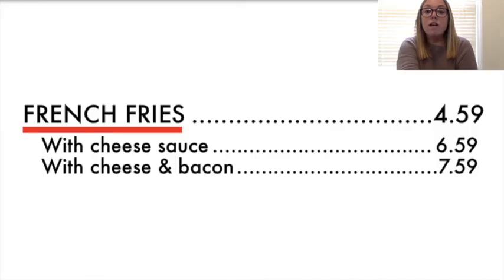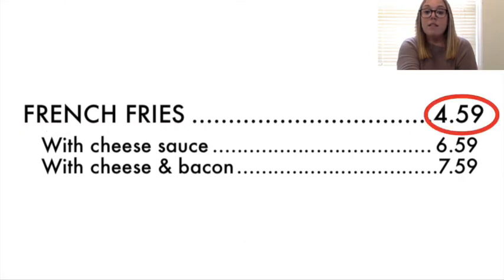So if you look, underlined in red is French fries, and that is the name of the menu item. And then follow the dotted line and you will see the price. So I've circled the price in red, and if you notice, there's not a dollar sign on this menu, and sometimes menus look different. So the reason we know this is the price is if you followed French fries all the way over, the numbers were right on the other side of that dotted line. So in this case, the French fries are $4.59.